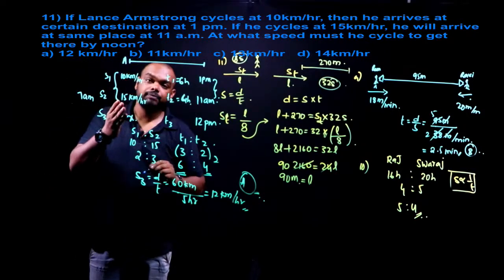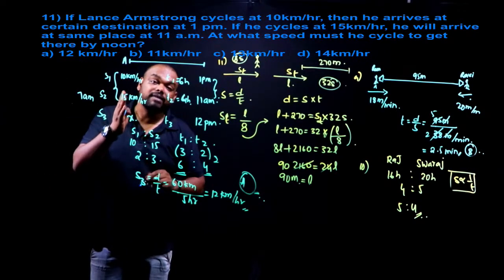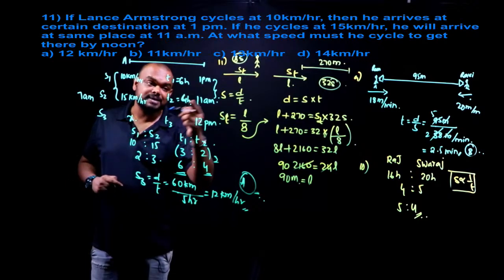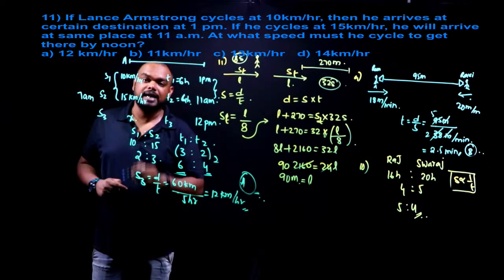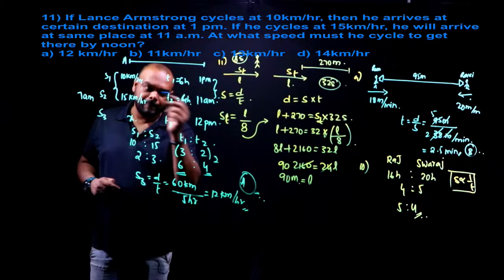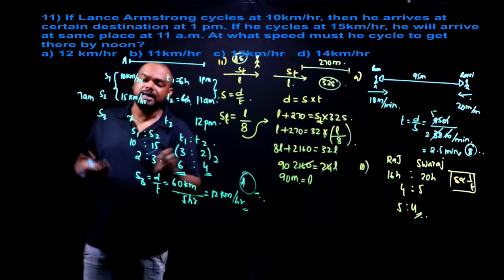Or even here, at what time must he leave so that he can travel 4 hours and the time becomes 11 a.m.? So it has to be 7. 7 a.m. plus 4 hours is 11 a.m. We got to know he is leaving at 7 a.m.